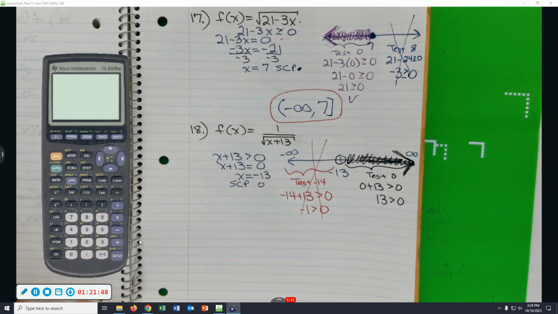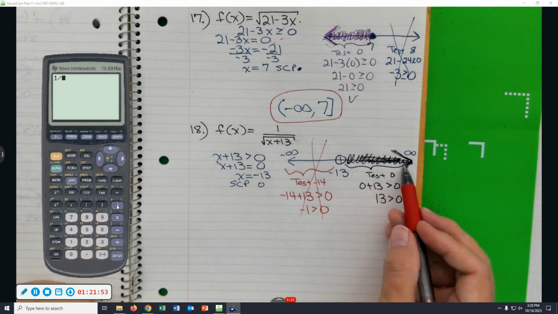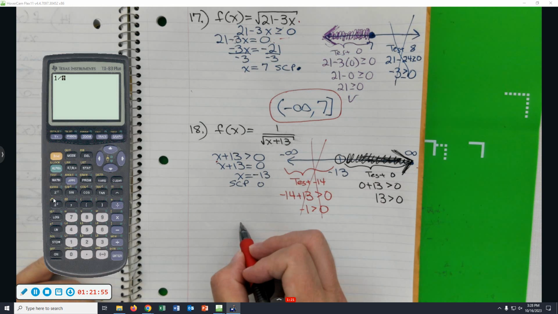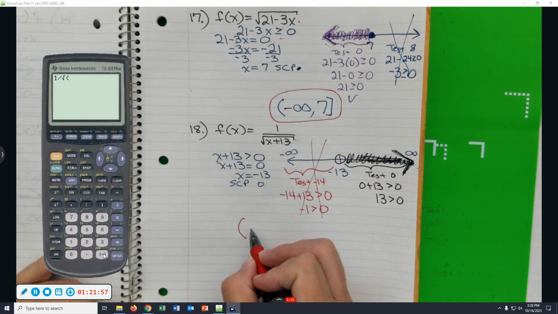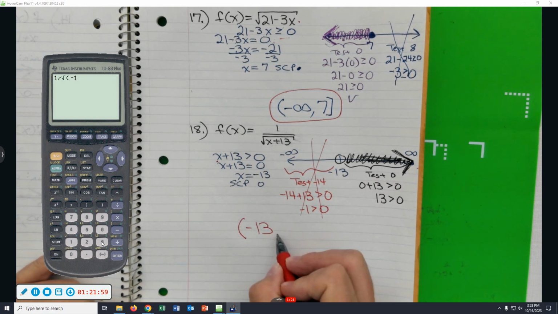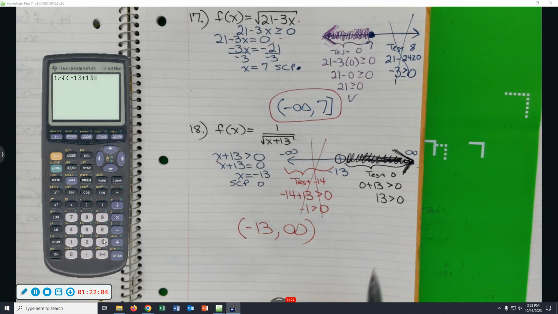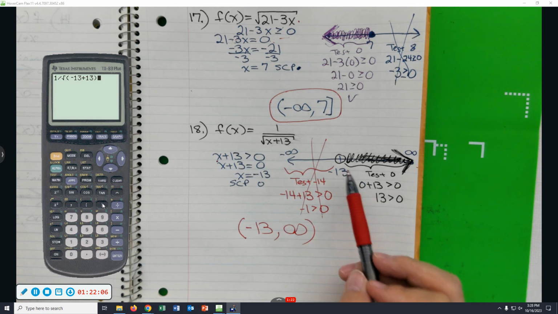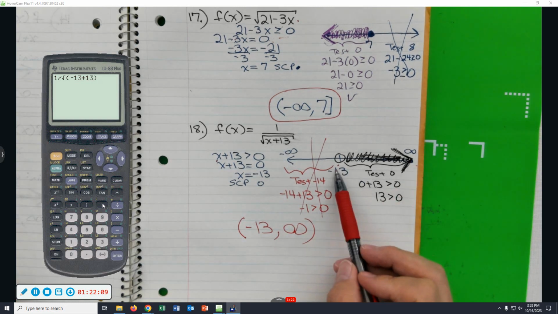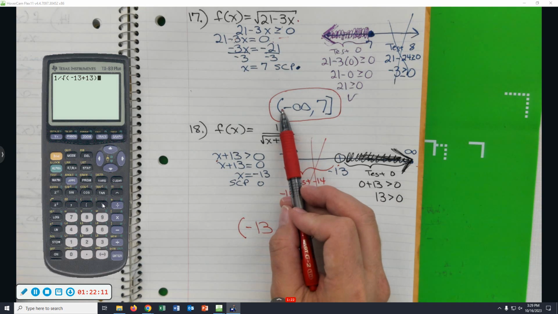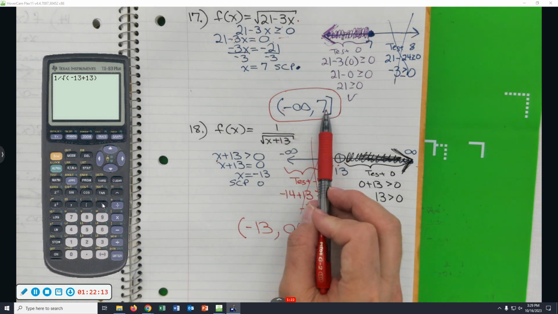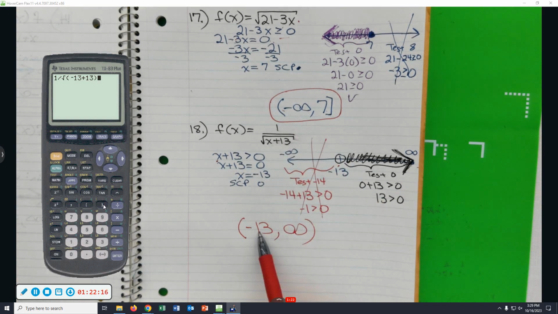How do we type the domain? Call it out. Here's the domain: parenthesis, negative 13, comma. Remember, with interval notation, it must go small to big, left to right. Up here, negative infinity and then the larger number 7. Here, negative 13, and then the larger concept of positive infinity.